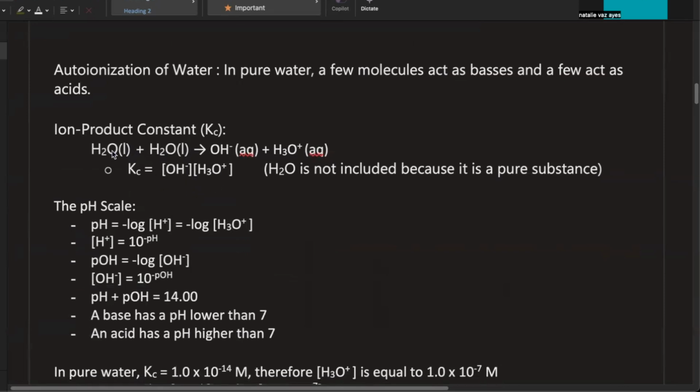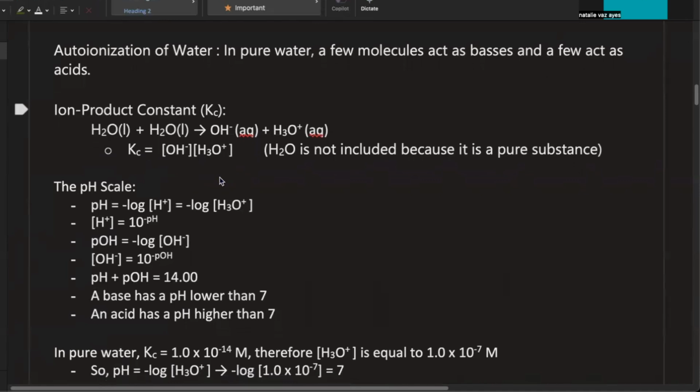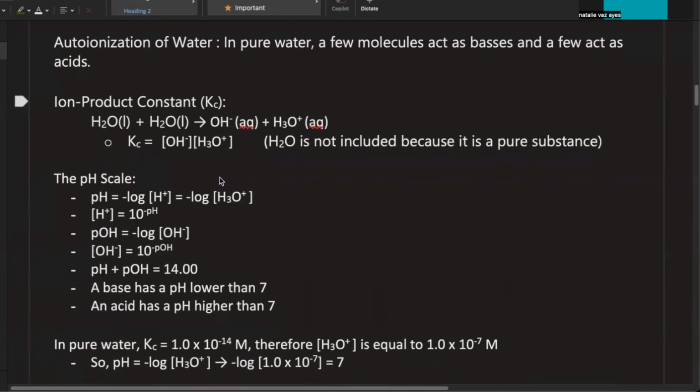Now, notice that H2O is not placed in the denominator below the products. That is because H2O is not included because it is a pure substance. And whenever you're writing these sorts of expressions, you don't want to include anything that is pure. And that goes for pure liquids and pure solids most of the time.